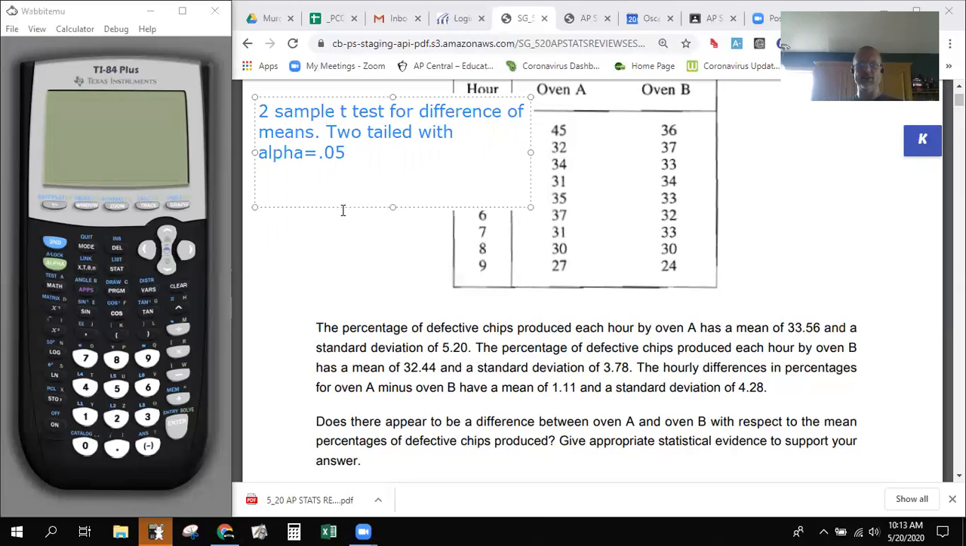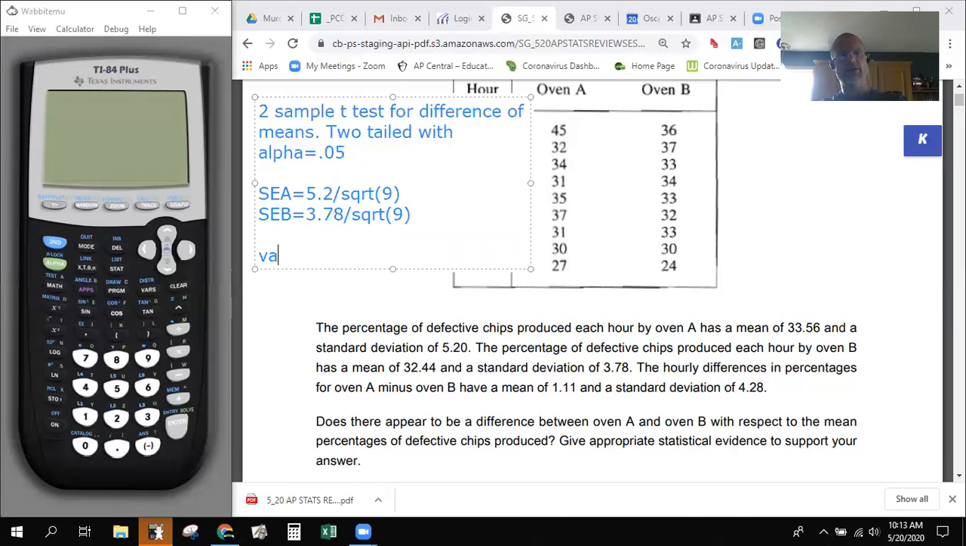Now we actually have to calculate the test statistic. So what you're going to have to do there, the SE, the standard error for A, is going to be equal to 5.2 divided by the square root of 9, and the SEB is going to be equal to 3.78 divided by the square root of 9.